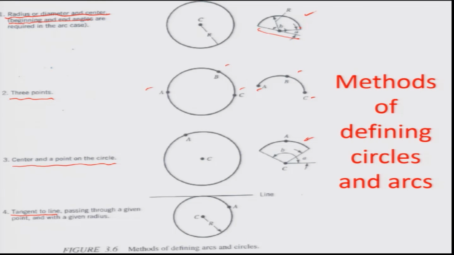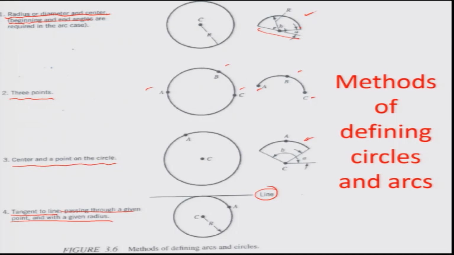A circle can be defined as something which is having a tangent, which would be a line which is already defined. So, if there is a defined line, you can have a circle in a manner so that this line is a tangent to that particular circle. So, tangent to the line passing through a given point with a given radius could be a circle. So, these are some of the methods of defining circles and arcs.